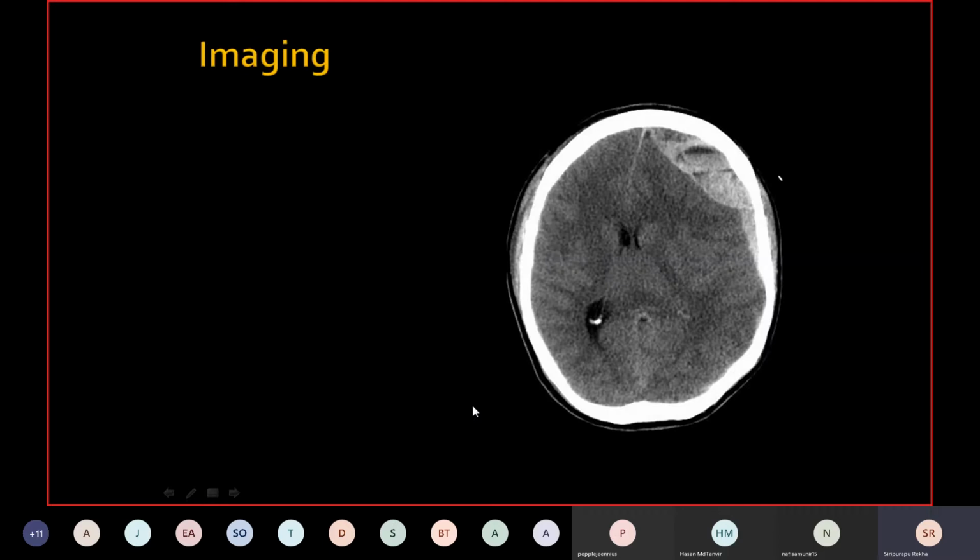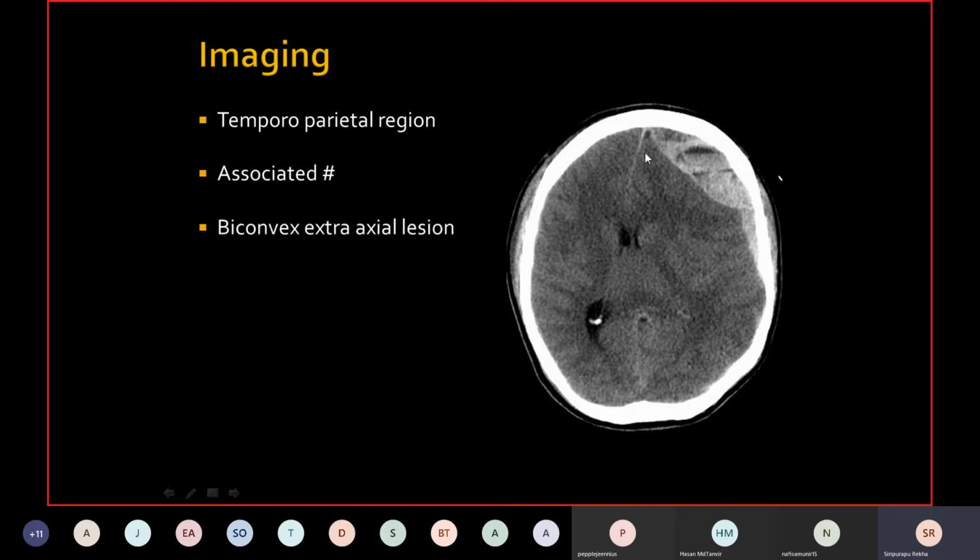So what do we see on imaging? The common location tends to be the temporal and parietal region, mainly because of fractures involving the temporal and parietal bones, but it can occur anywhere. One thing to look for is an associated fracture. If we see an associated fracture, we need to be really careful in looking at the hematoma and deciding whether it is an extradural or a subdural.